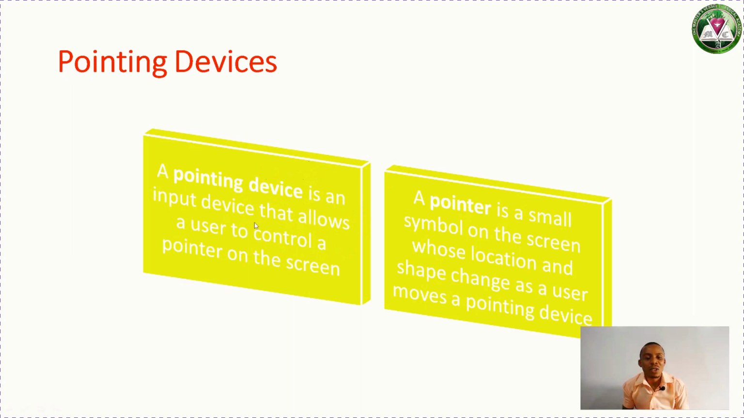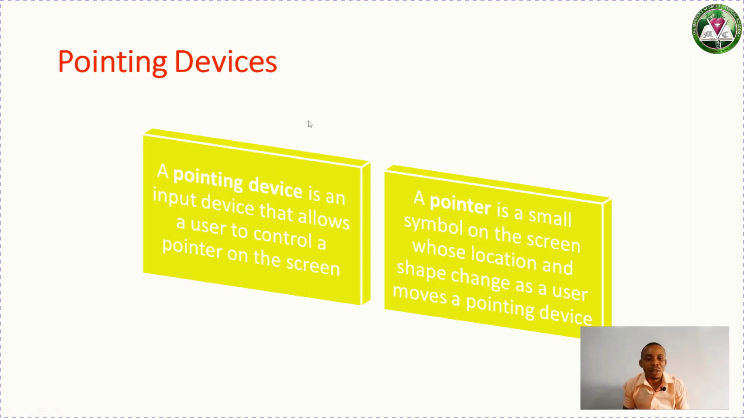It allows a user to control a pointer on a screen. And you can see, as I'm talking, I am moving my mouse and you can see a pointer on a screen. You can see a small arrow on a screen moving. It's moving because I am moving my mouse, the mouse I'm holding here. That is the reason why you can see this arrow moving.